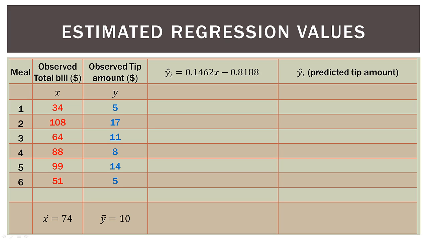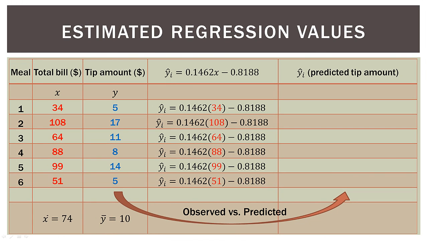Now, in this middle column, we have our actual regression equation. So 0.1462x minus 0.8188. Now that is what we're going to use to create the predicted tip amount using our regression equation for each of our meals over here in the red on the left.